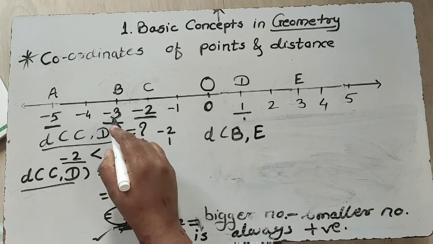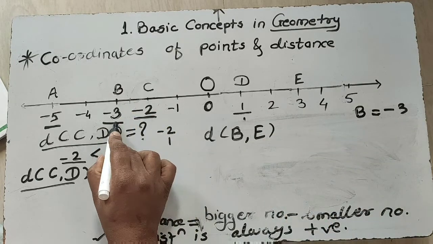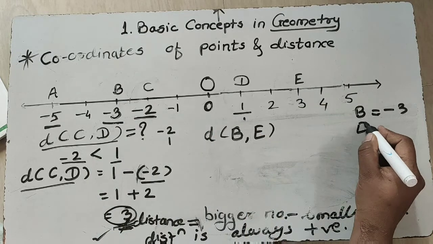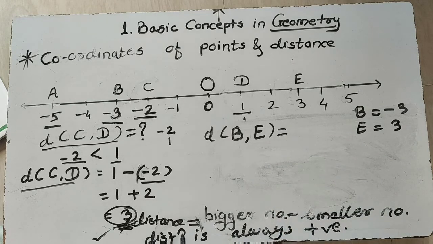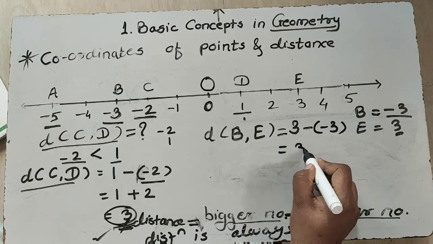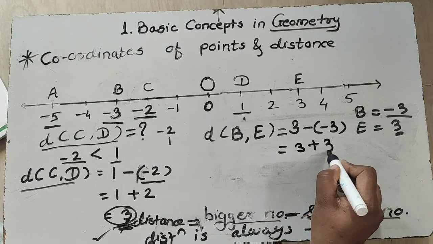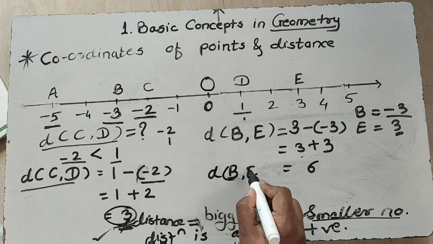First of all, tell me what is the coordinate of point B? B's coordinate is minus 3, and E's coordinate is plus 3. Just as I told you, distance means bigger number minus smaller number. So which is the bigger number here? That is positive, so 3 minus, this is the minus sign from the formula, and the smaller number is minus 3, so we put minus 3 here. So 3 minus into minus is plus, and here it is 3. So 3 plus 3 is equal to 6. So the distance of B, E is equal to 6.